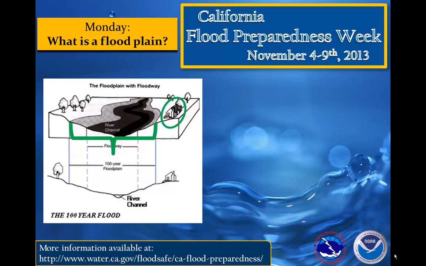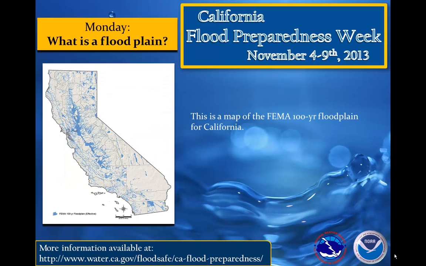Notice the house circled in green on the right side of the diagram. It lies outside of the 100-year floodplain, but you can imagine a bigger flood could reach the house. It would just have a lower frequency or probability of occurrence. For example, the house may lie in the 500-year floodplain, which would translate into a 0.2% chance of occurring in any given year.